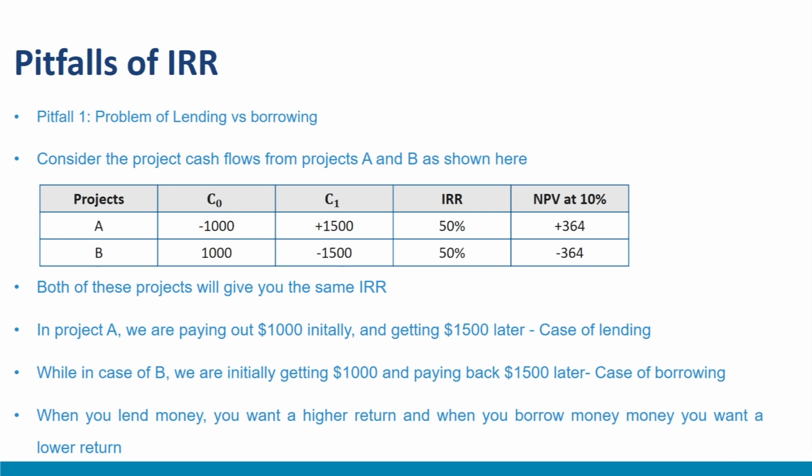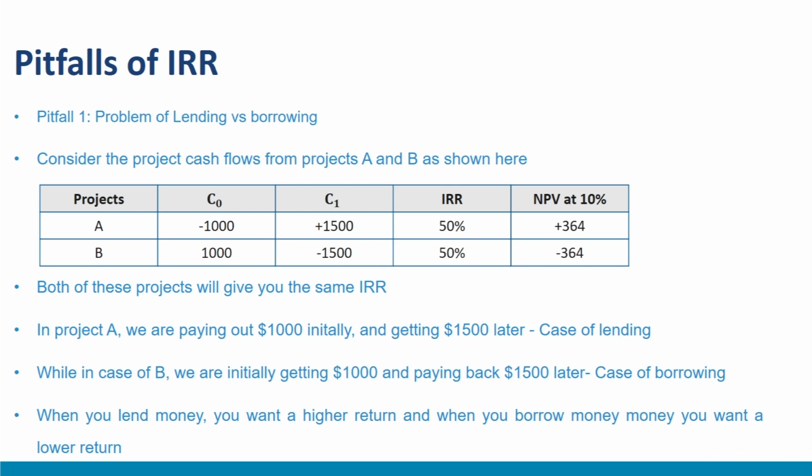Pitfall 1. Problem of lending versus borrowing. Consider the project cash flows from projects A and B as shown here. Both of these projects will give you the same IRR, but have a look at their NPVs. The NPV suggests that these projects obviously cannot be equally attractive. In the project A, we are paying out $1,000 initially and getting $1,500 later, a case of lending or investing, while in the case of B, we are initially getting $1,000 and paying back $1,500 later, case of borrowing.